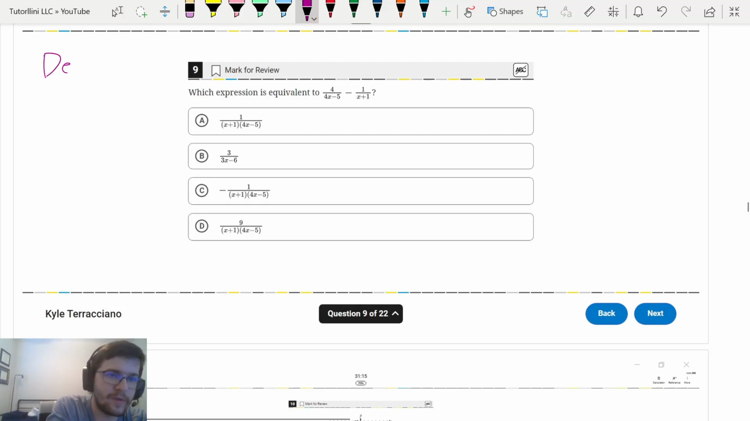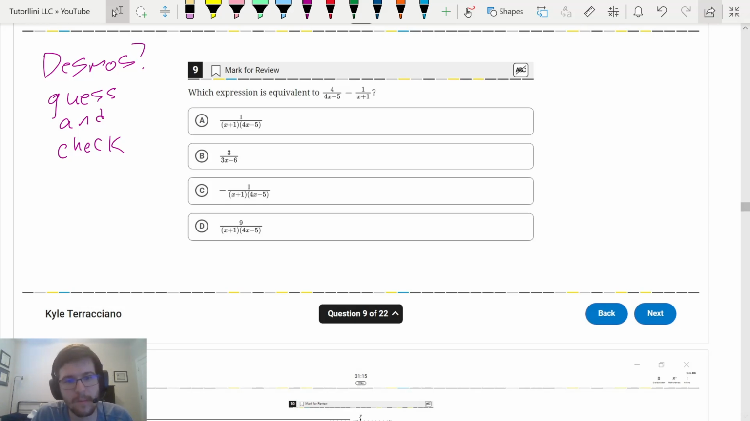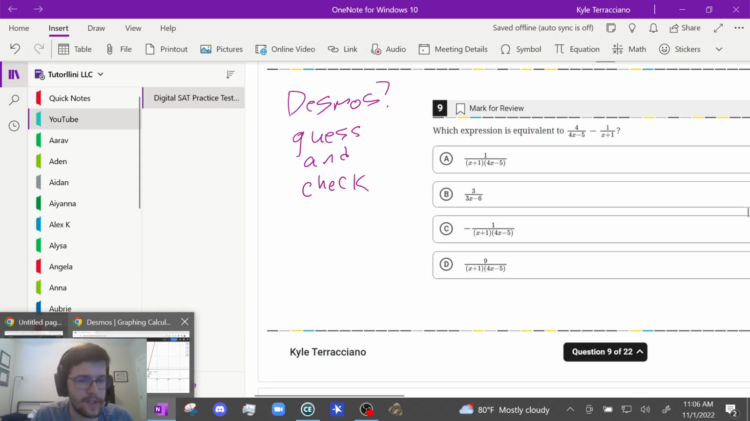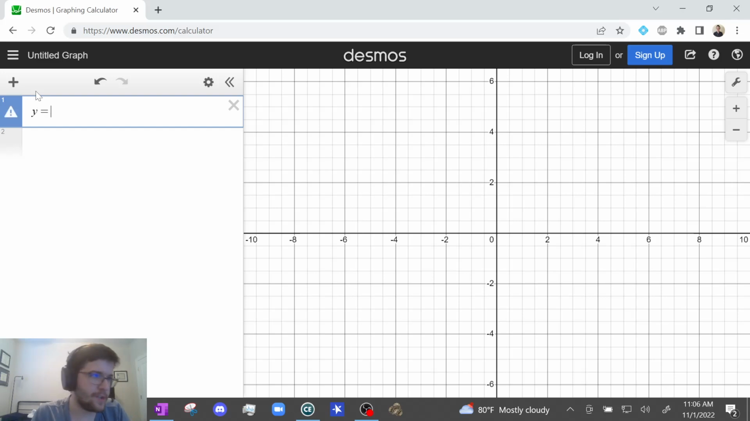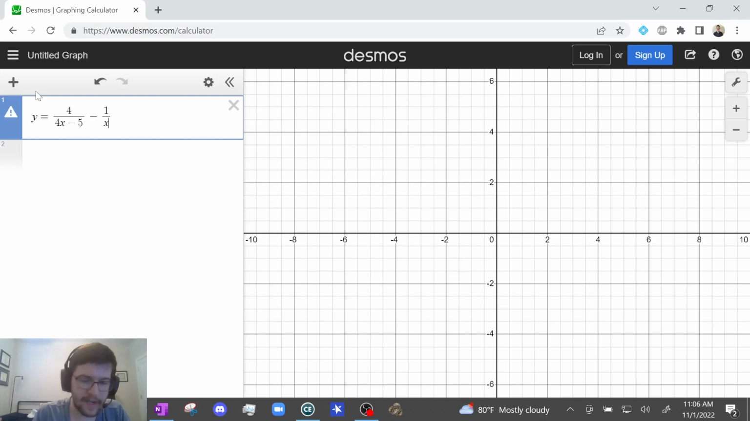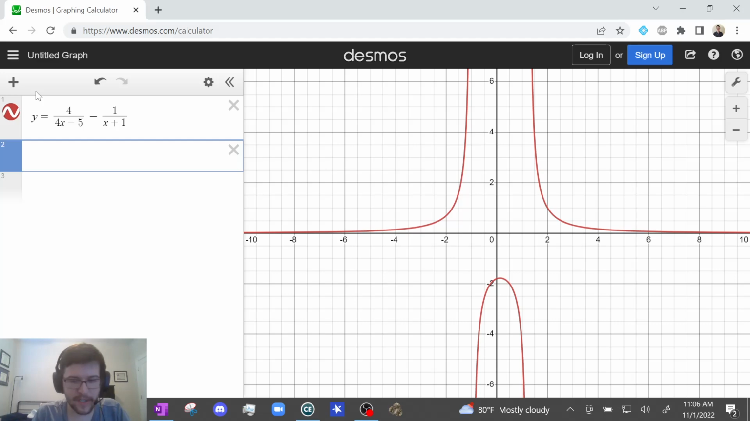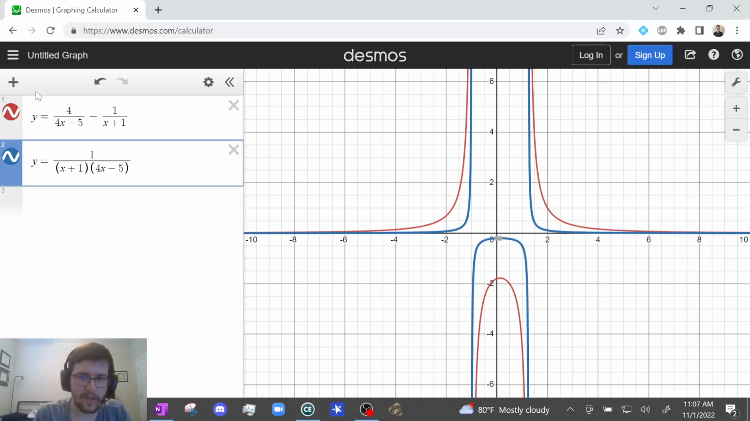Okay, I'm gonna show you how to do this one using guess and check on Desmos. So let's do that. Any equivalent expressions question you can solve like this. So we're first going to do y equals 4 divided by 4x minus 5 minus 1 over x plus 1. And then if we plot the other ones, it should look exactly like that and change color. So let's do 1 over x plus 1 4x minus 5. Okay. So right away, you see they're not the same, right?